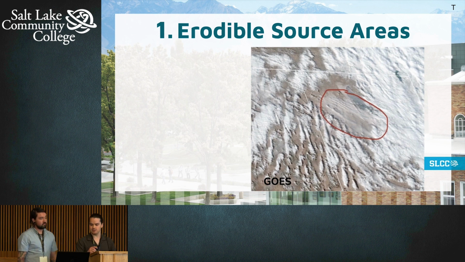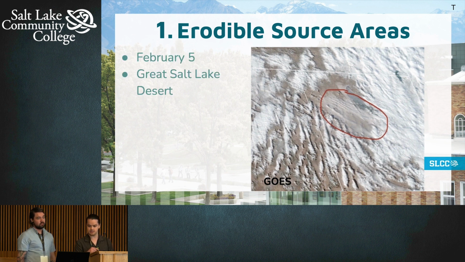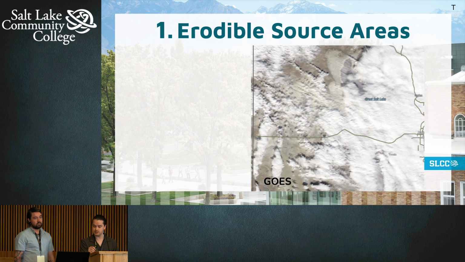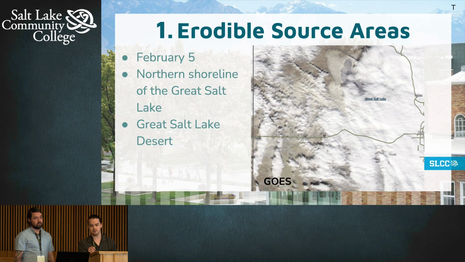All right, so again, we're looking at one of the erodible source areas. This is in the Great Salt Lake Desert, right next to the Great Salt Lake. This was that February 5th day that caused the muddy snow event. And as you can see in the circle, that's the dust storm, so it's quite big. And this is another image from that day. If you look to the northern shoreline of the Great Salt Lake, you can also see there's a lot of dust activity, and this one looks a little more spread out, and the last one is taken a little later, I believe. But as you can see, it's quite big.